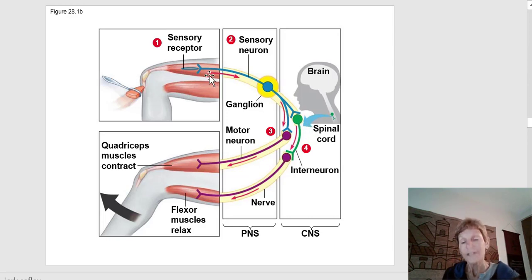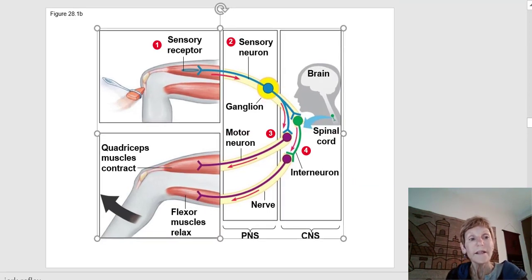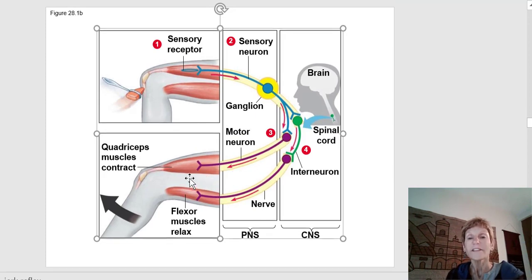The first thing it does, well, it's not in any necessary order, but one thing it does is it directly stimulates the motor neuron that causes the quadriceps to contract. So in that case, there is no interneuron. It just goes sensory neuron right to stimulating the motor neuron, and that quad contracts. But you also want to prevent this muscle from contracting. So that same sensory neuron splits off and stimulates an interneuron in the central nervous system.